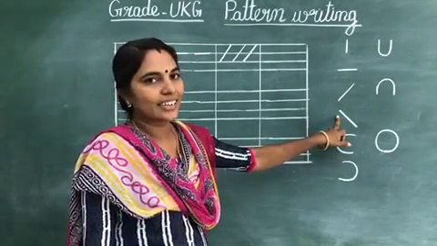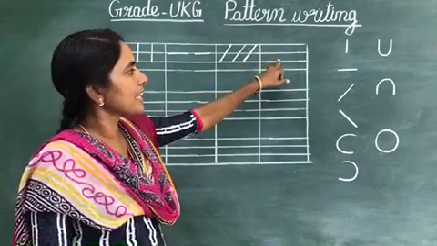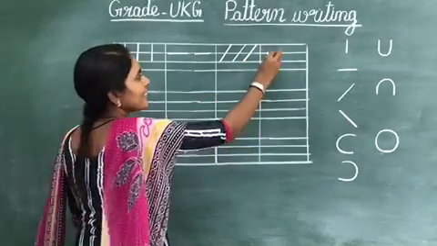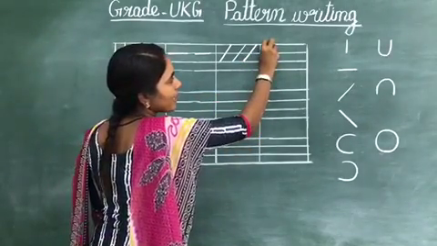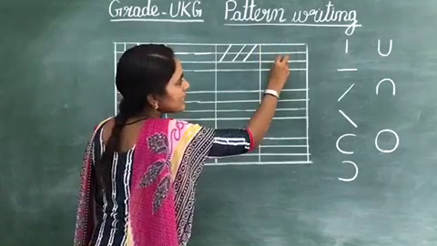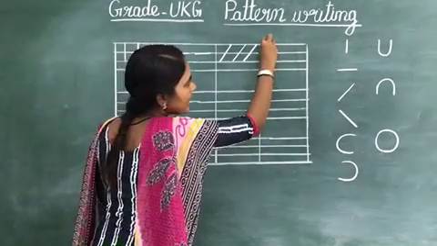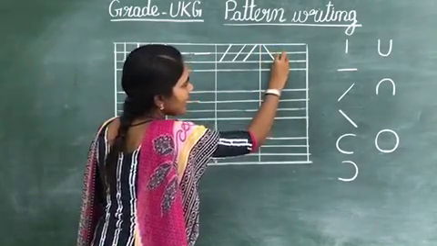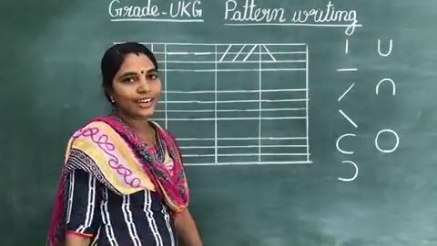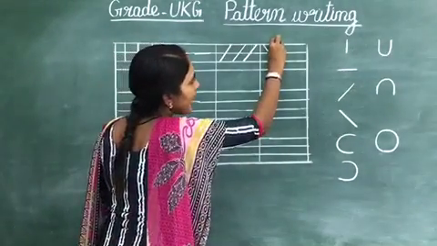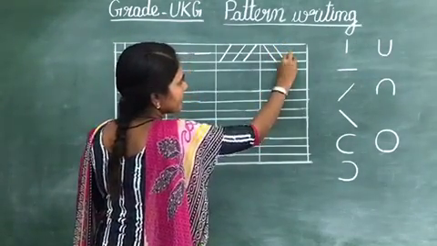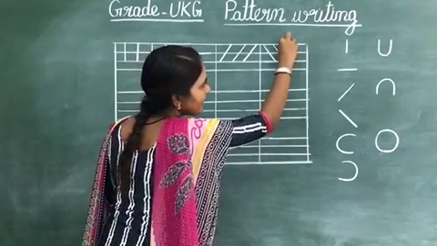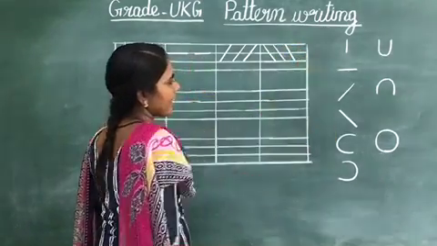Right side slanting line. From the red line to the second blue line. Okay, write along with auntie. From the red line to the second blue line. Right side slanting line. Tell, children. Once again, right side slanting line.